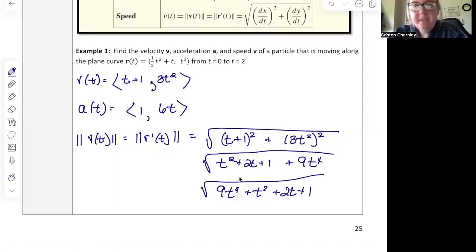Answers. Our domain was between 0 and 2, but it didn't indicate to find the velocity at a particular value or the acceleration at a particular time or the speed at a particular time. So we can leave all of our answers in terms of t. Had it said find all the above when t is equal to 1, you would replace t with 1 in all of those expressions, and then you would get actual numbers. It's not bad, right?